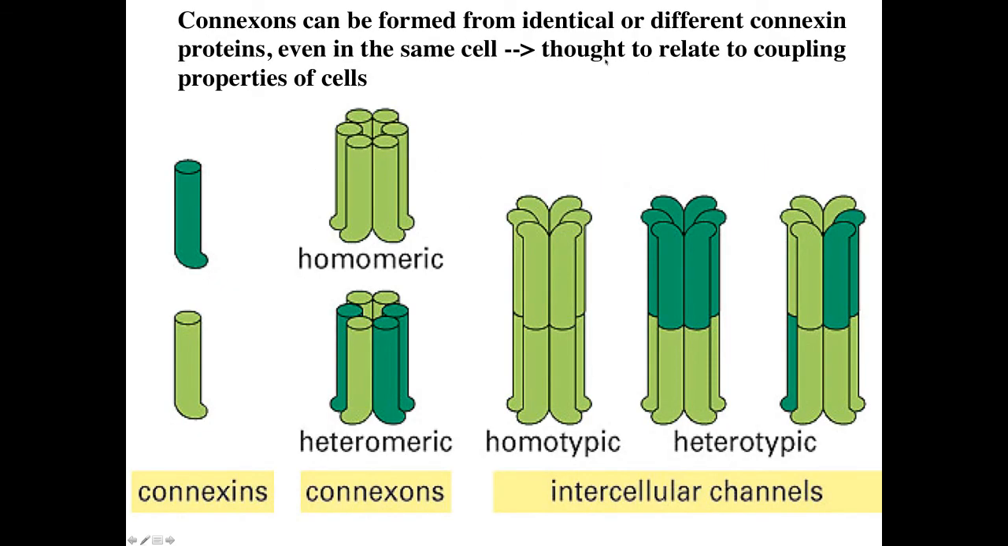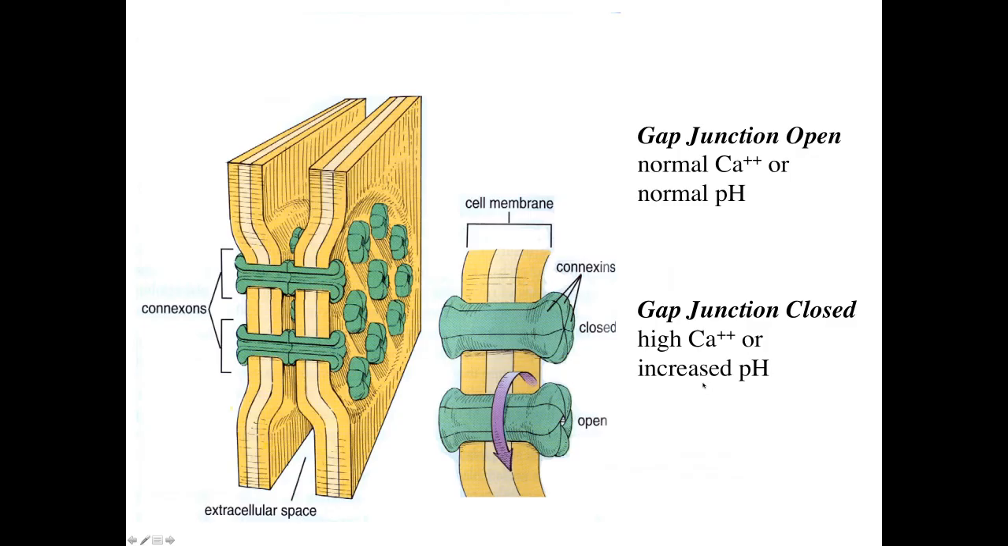Connexins can be formed from identical or different connexin proteins even within the same cell, and this is thought to relate to the coupling properties of cells. So here you can see a homomeric channel or a heteromeric channel. Here you can see a homotypic connexon one to the other, or heterotypic connexons one to the other. And here showing how the gap junctions might be opened or closed. They might be opened under normal calcium concentrations or normal pH. They might close if there's high concentrations of calcium or if there's an increase in pH.